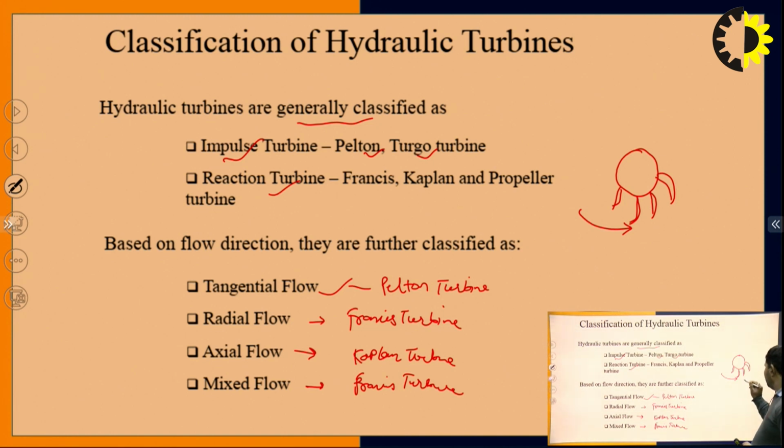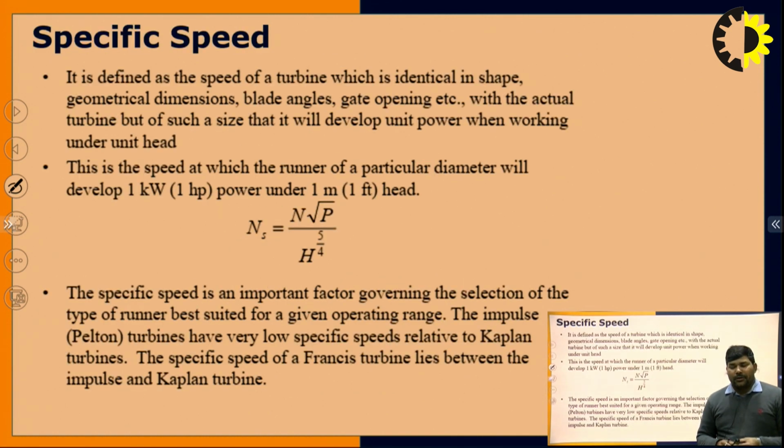Second, if the water enters from this side, that is radial entry. After that, axial: the water enters axially and leaves axially, so that is called the axial flow turbine. In the mixed flow turbine, the water enters the runner radially and leaves in the axial direction. So, these are the basic classifications of the hydraulic power turbine.